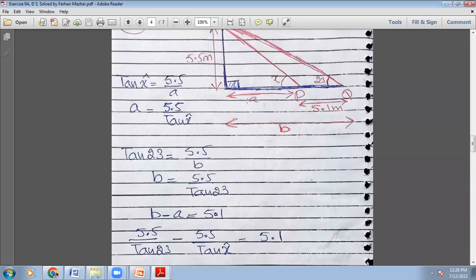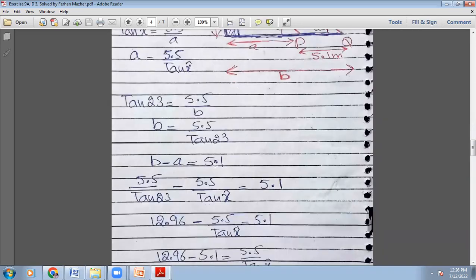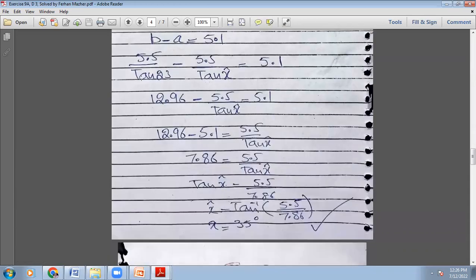So if I do B minus A, that will be equal to PQ, and that is 5.1. Put these values. B is 5.5 divided by tan 23, minus 5.5 divided by tan x, equals 5.1. From here, if you enter this value in your calculator, you will get 12.96 minus 5.5 divided by tan x equals 5.1. So bring this 5.1 to this side and take this to the other side, so it becomes positive and that becomes negative. So 12.96 minus 5.1 is 7.86, equal to 5.5 divided by tan x.